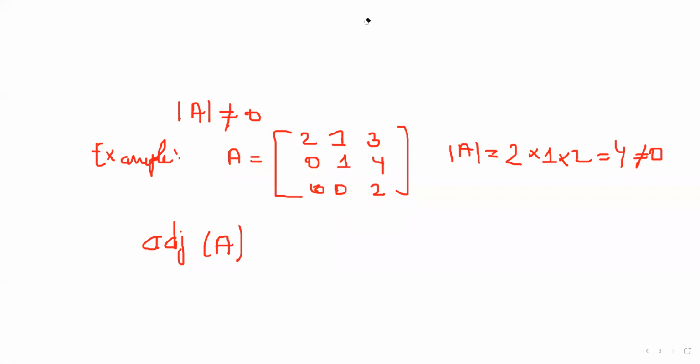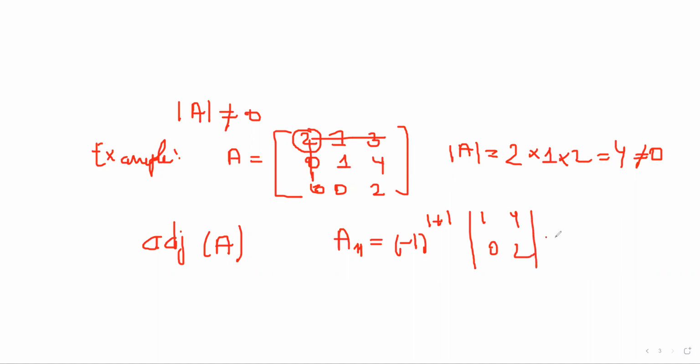I am sure you already know what a cofactor is. If I denote the cofactor by A11, the cofactor of element 2, which stands in the first row and first column, then A11 is equal to minus 1 to the power 1 plus 1, multiplied by the minor determinant, which is the determinant of 1, 4, 0, 2. It is equal to 2.